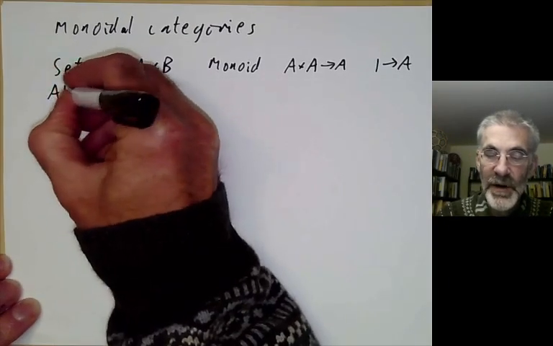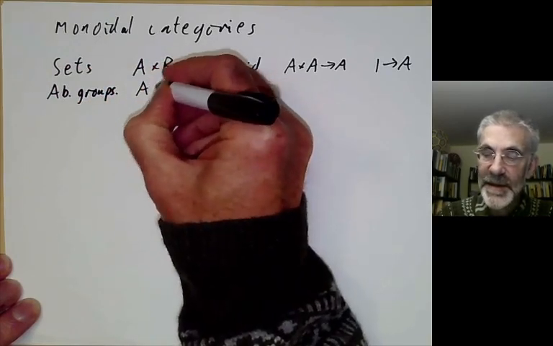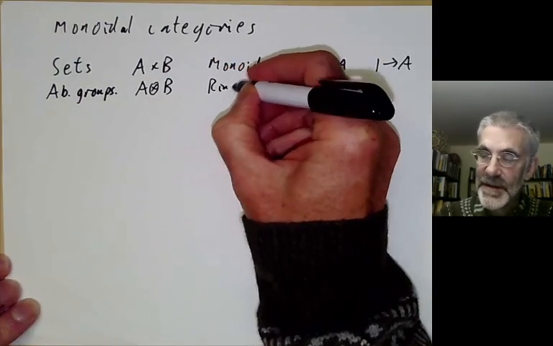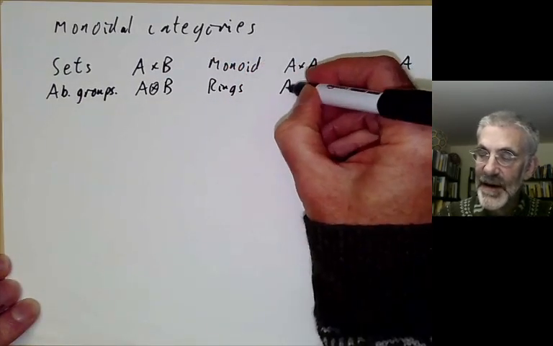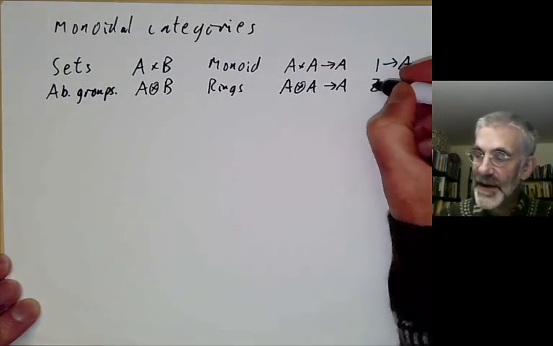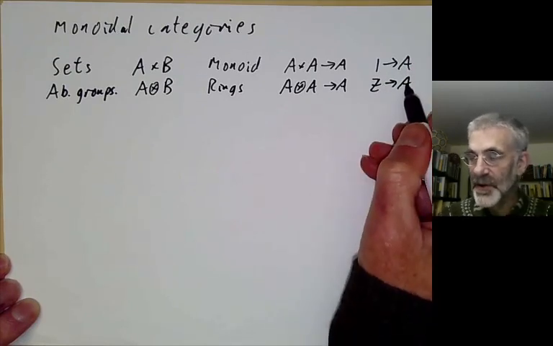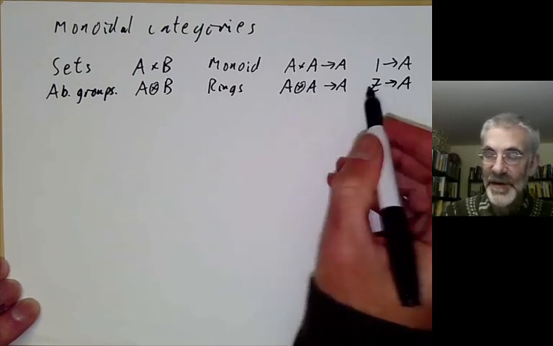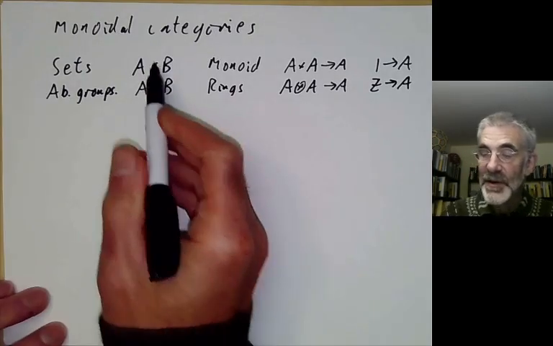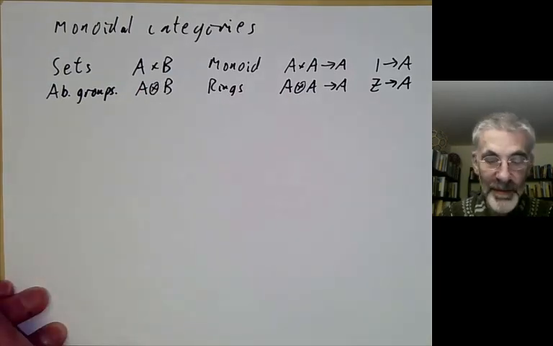Or we can look at the category of abelian groups. Now this has a tensor product of two groups, A tensor B, and we can form rings which have a map from A tensor A to A, and there's also a sort of identity element of the ring which corresponds to a homomorphism from the integers to A, and this should be associative and this should behave like an identity and so on. So a monoidal category is a sort of common generalization of these two examples.